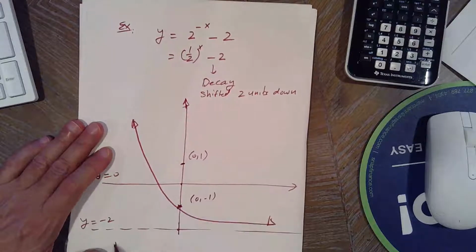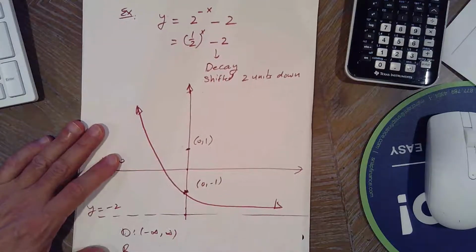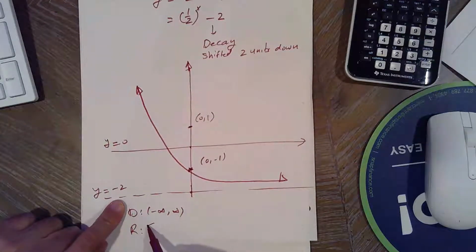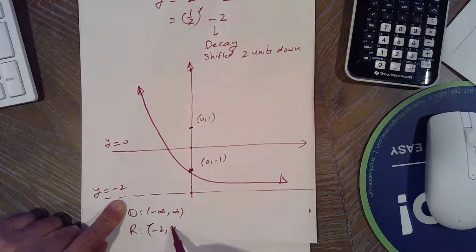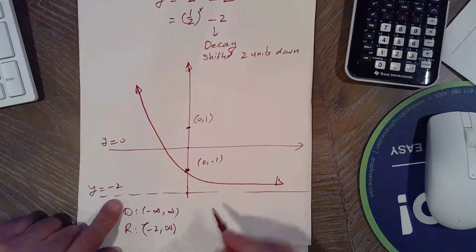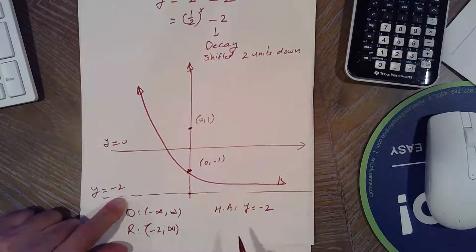So the domain is still negative infinity, as you can see. The range, though, changed from 0 to infinity into negative 2 to infinity. And the asymptote is y equals negative 2, horizontal asymptote, y equals negative 2.